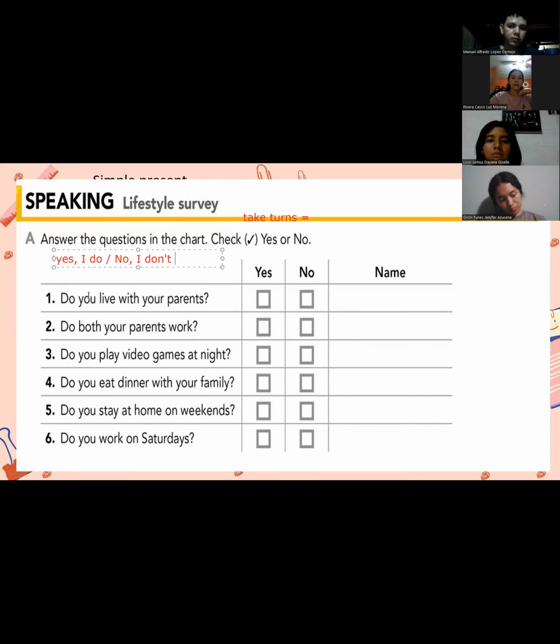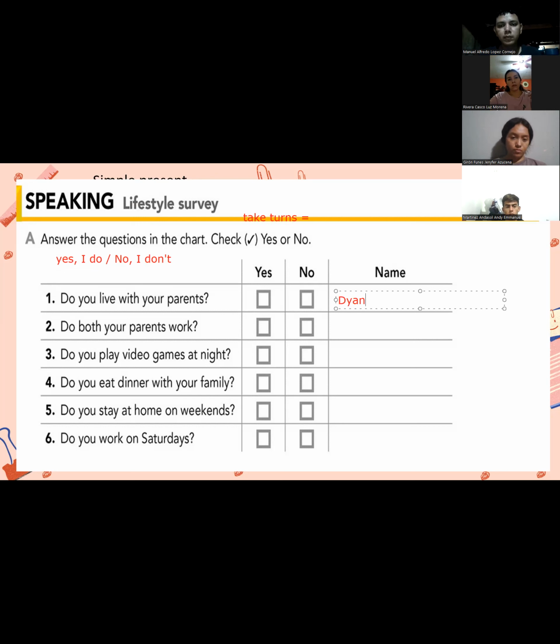Entonces, si Manuel pregunta el uno, va a decir al grupo, do you live with your parents? Y Diana will say, yes, I do, ¿ok? Entonces vamos a poner aquí a Diana. Ok, luego está Luz y Luz dice, no, I don't. Ah, ok, no la ponemos. Y Jennifer dice, yes, I do. Ah, ok, ponemos a Jennifer. Ok. Así. Do you get the idea, class?